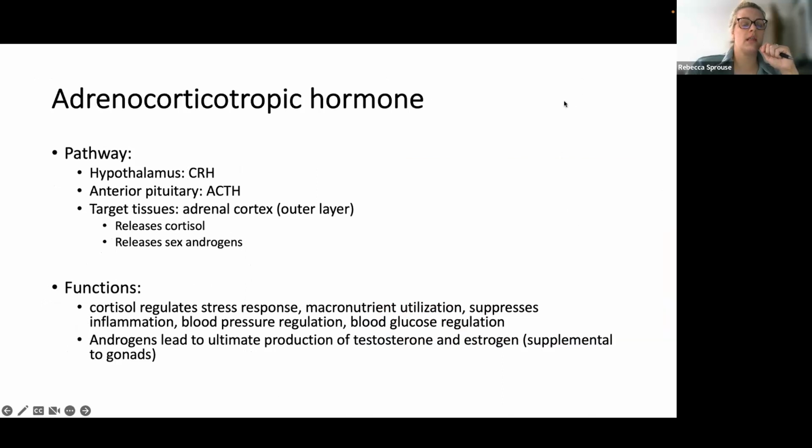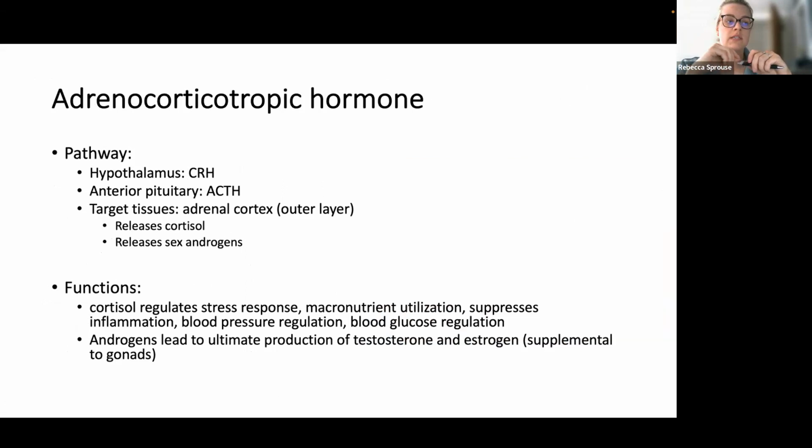Okay, so let's move on to another one. So adrenocorticotropic hormone starts in the hypothalamus with corticotropic releasing hormone. And then the anterior pituitary takes that signal and releases adrenocorticotropic hormone. And that targets the adrenal cortex. So recall that the cortex, it makes corticosteroids. It's not the one that's stimulated by the nervous system. It's actually stimulated by the anterior pituitary.